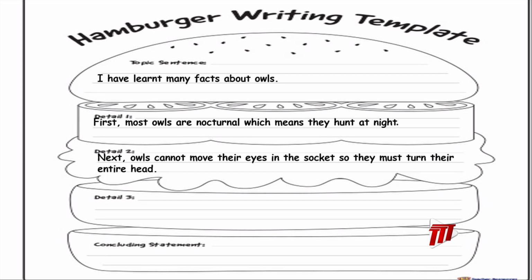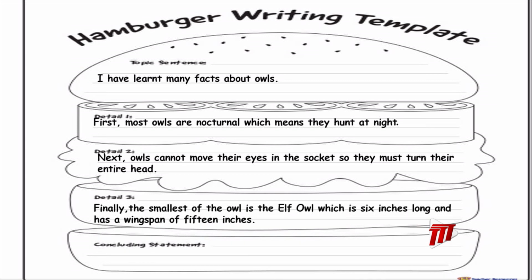Let's go on to detail number 3. Finally, the smallest of the owl is the elf owl, which is 6 inches long and has a wingspan of 15 inches. So this is another fact about owls. But you notice we have the transitional word of finally. So we have to use our transitional words that link our sentences together.